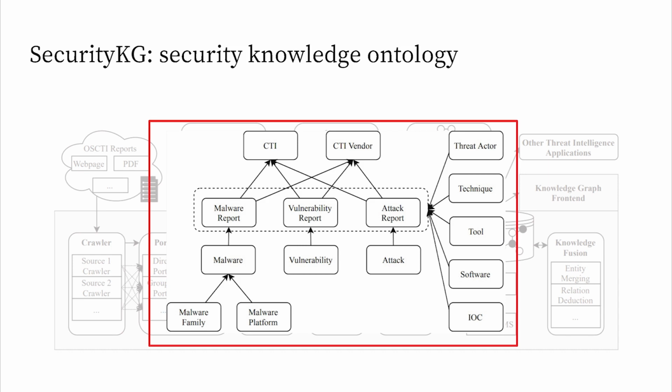Entities have relations between them, as well as attributes in the form of key-value pairs. By constructing such an ontology, we can capture different types of security knowledge in the system. Compared to other cyber ontologies, our ontology targets a larger set.